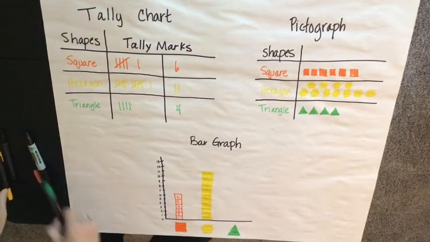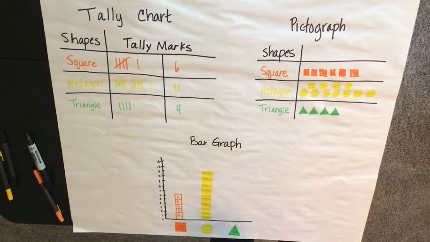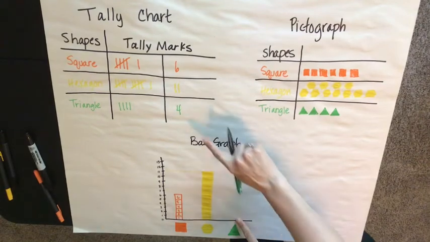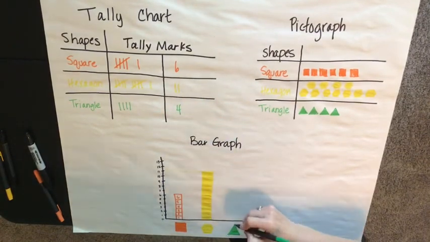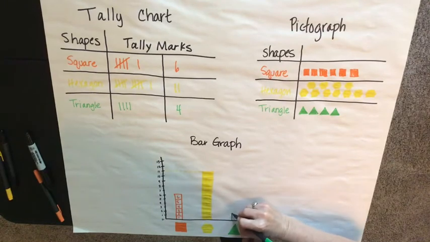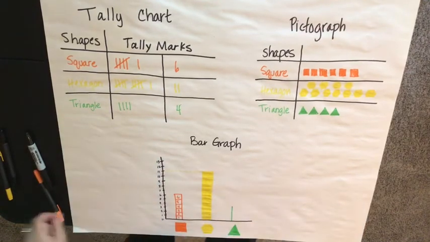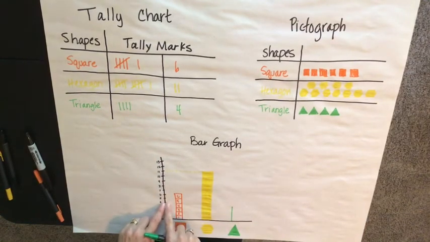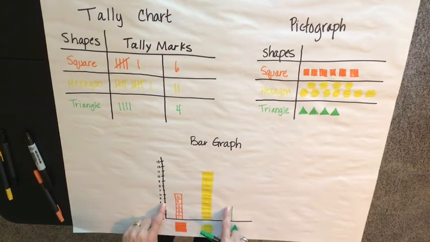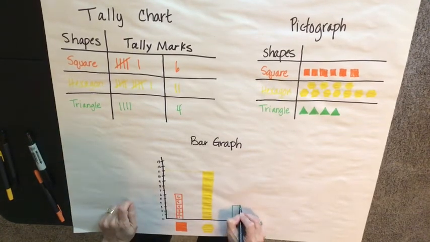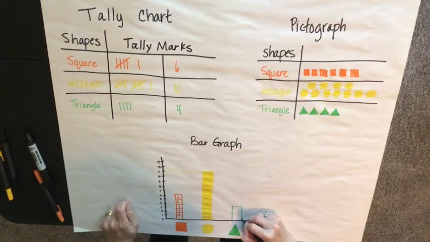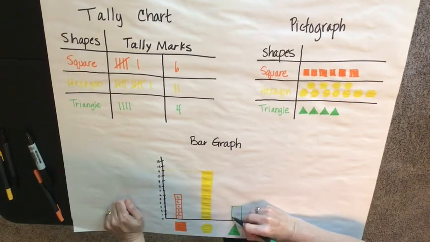Let's add triangles to our bar graph. Where should my triangle bar go? It goes right above the triangle and it should have a height of 4 because I have 4 triangles. I'm looking to see, do I have my bar in the right place? I want to make sure I stop at the right place, and I'm at 4, so I can go ahead and draw my bar for my triangles.